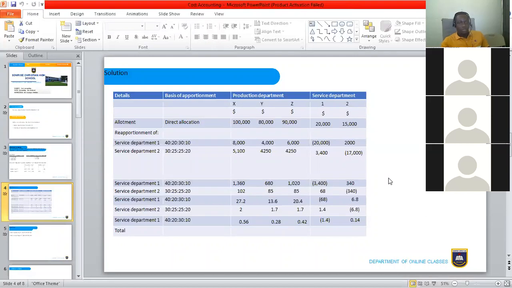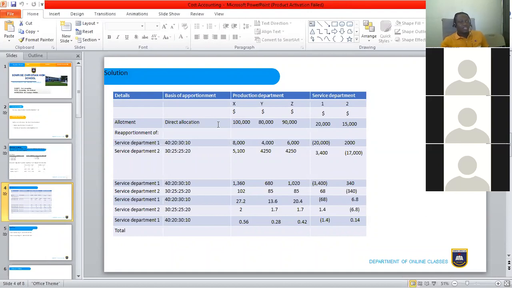Because it's an indirect cost. They are all indirect costs, because overhead is a summation of indirect costs.